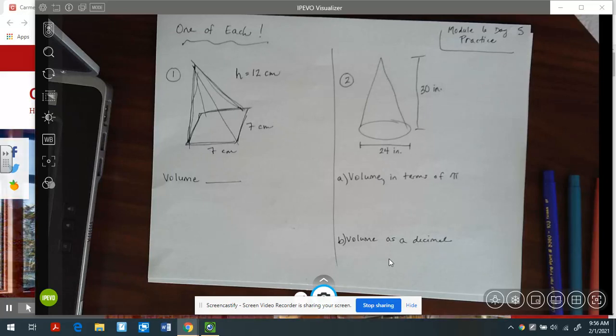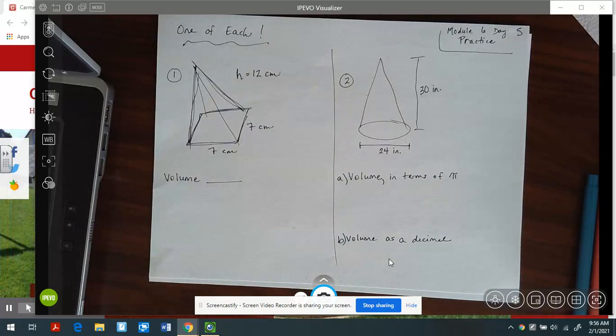You need to know them by their look. So question 1, what solid is this in item 1? Okay, so this is a pyramid.